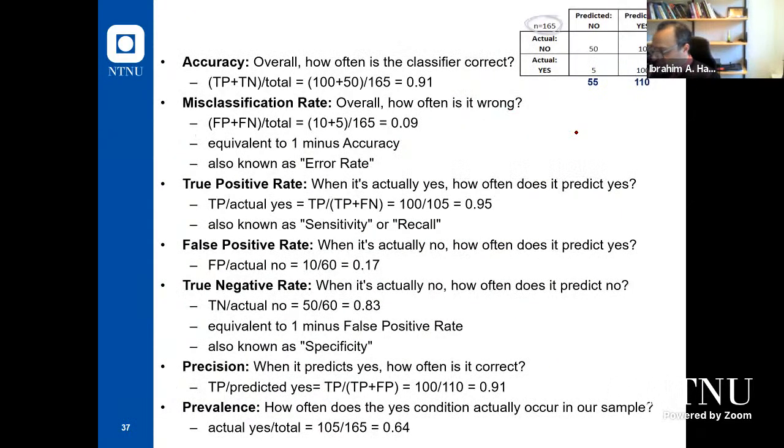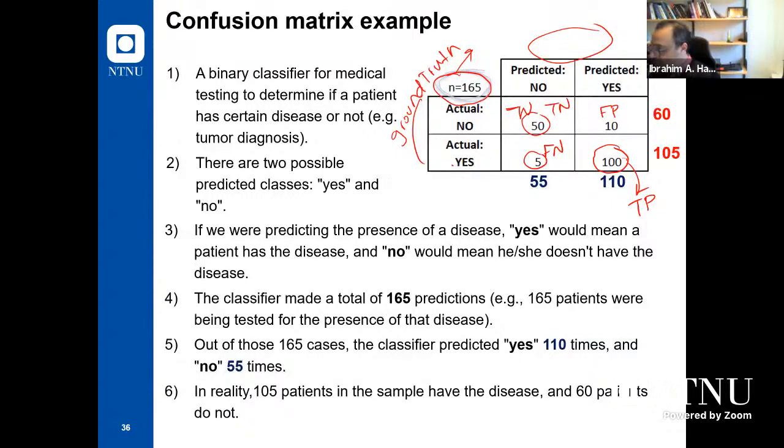So we can find accuracy, for example. What would be the accuracy here? If we go back here, what would be the accuracy? Accuracy will be true positive plus true negative divided by total, right? What will be true positive? 100 plus 50, 150 divided by 165, right?